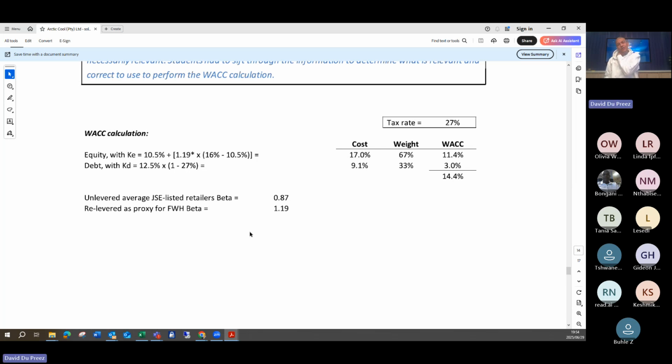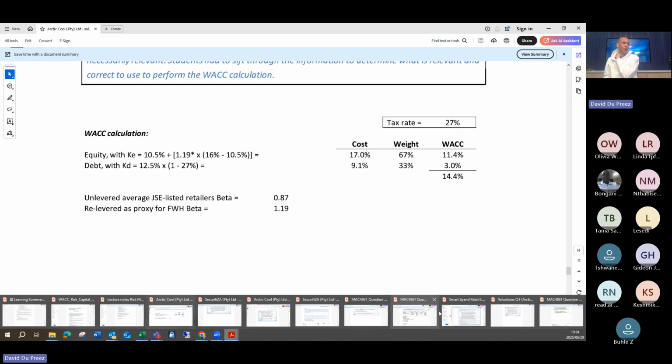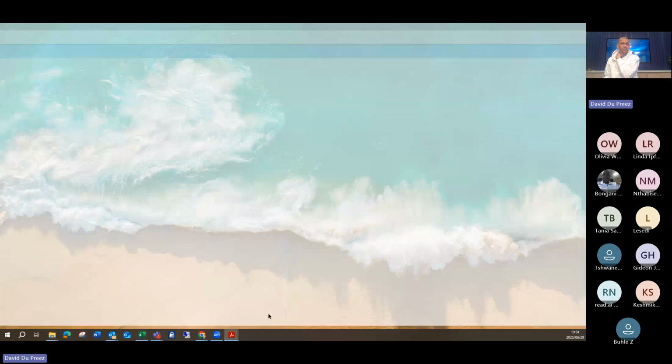Okay, fine. In this question, I'll come back to the actual question of the Hamada formula. In this question, it wasn't a case of the Hamada formula. Sorry if my pronunciation is wrong. In this question, it was a case of whether I use the 1.19 or the 0.87.